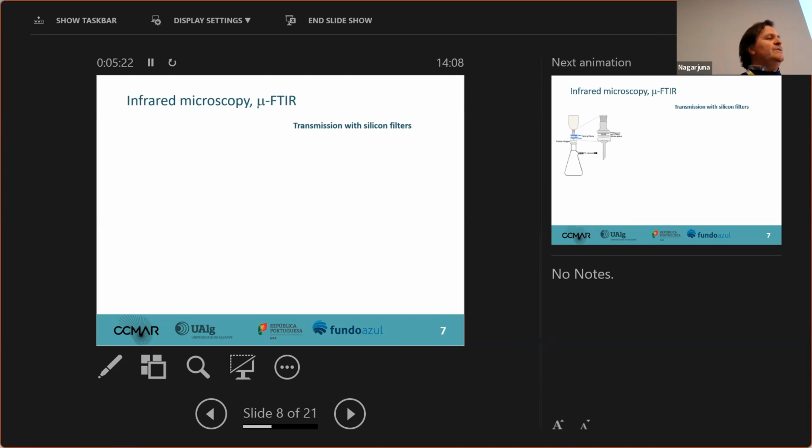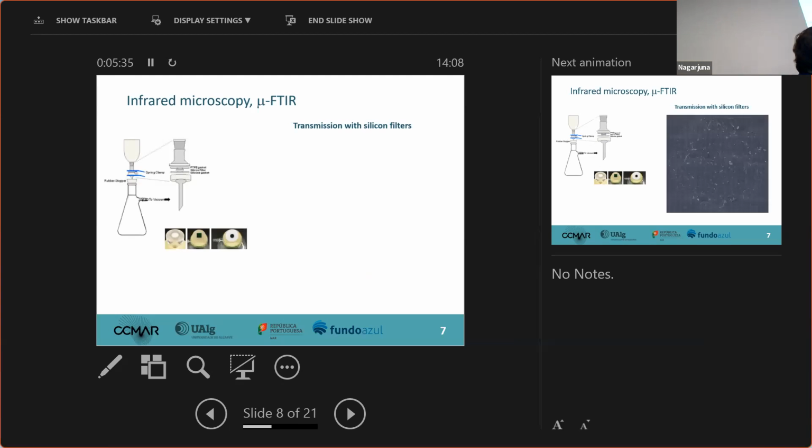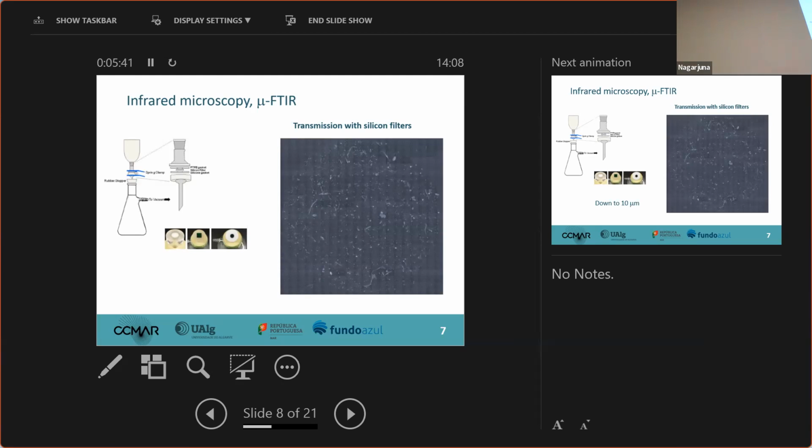Basically, we use silicon filters. They are tiny filters, 1 centimeter square. They are transparent to IR radiation. Okay, so we filter using a system like this, common filtration. Filters look like that. And at the end, we can observe and map a filter with all the particles on it. Okay, and then we have an application of the software that is able to automatically get the spectrum of each particle on the filter, and at the end generates a report with the number of particles and their identity.